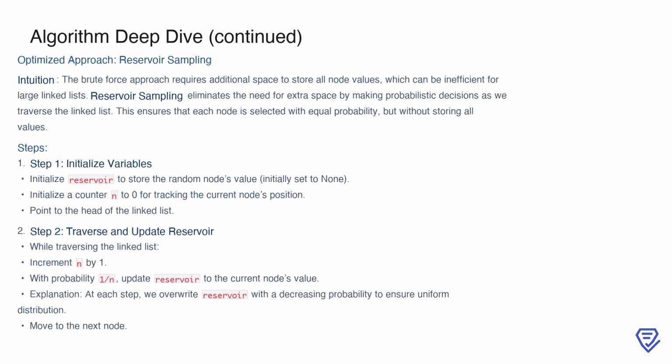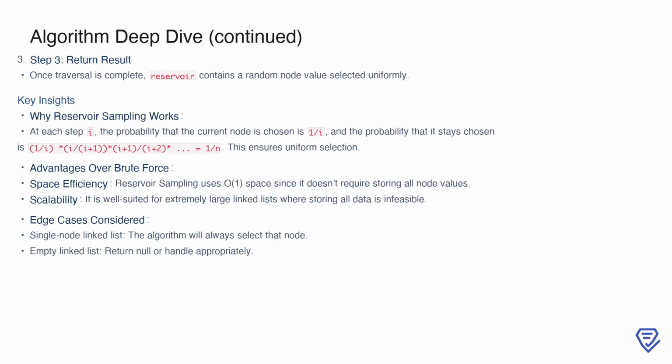For each node encountered, we increment n by 1. Then, with a probability of 1/n, we update reservoir to the current node's value. This probabilistic update ensures that every node has an equal chance of being selected. After this step, we move to the next node in the list. Once the traversal is complete, the value stored in reservoir is our randomly selected node value.